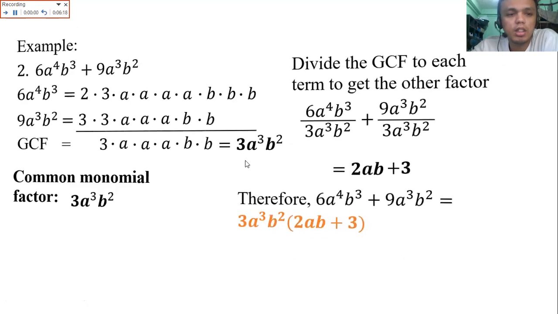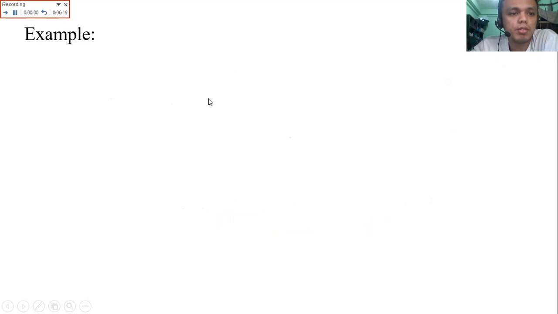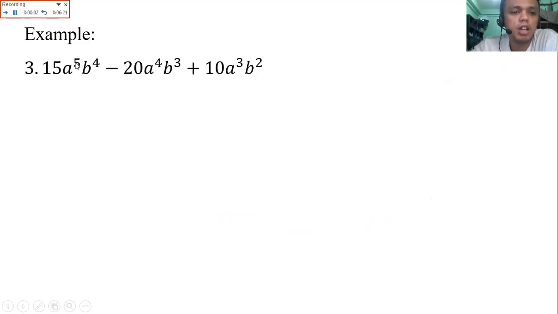Okay? Next, 15A raised to 5B raised to 4 minus 20A raised to 4B cubed plus 10A cubed B squared. Okay, so mahaba to, no? Isa-isahin pa rin natin kahit mahaba. 15A raised to 5B squared, B raised to 4.